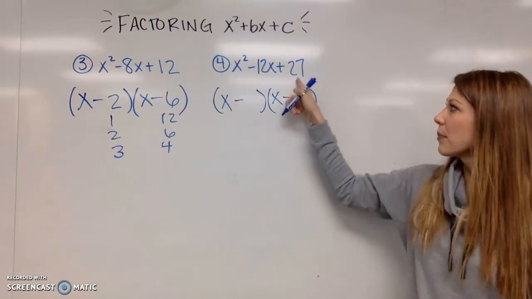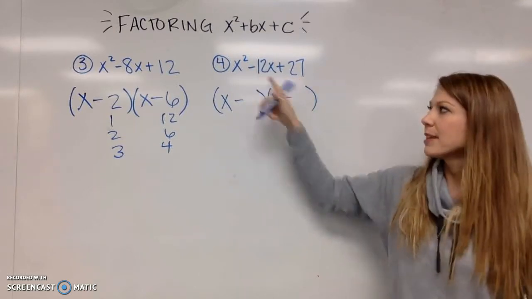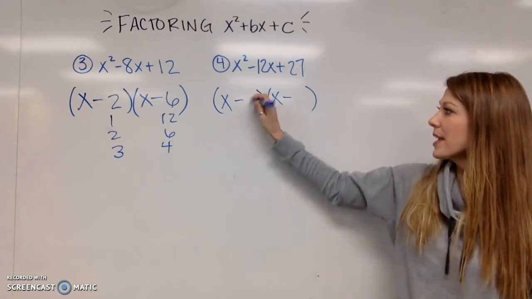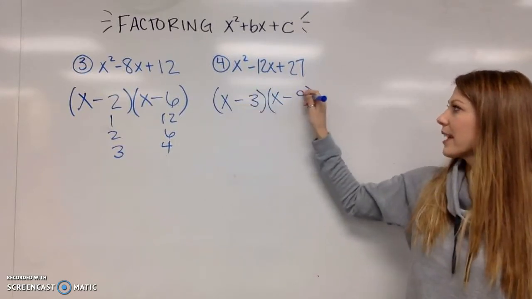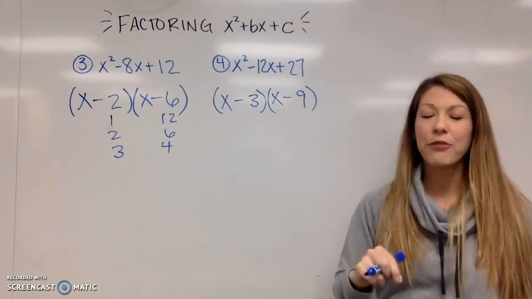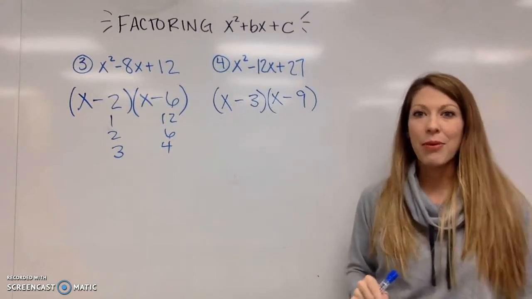So we want two numbers that multiply to get 27. And when we add them together, we get negative 12. And those two numbers would be negative 3 and negative 9. And again, you can always check your work by foiling what you just got and making sure you get what we started with.